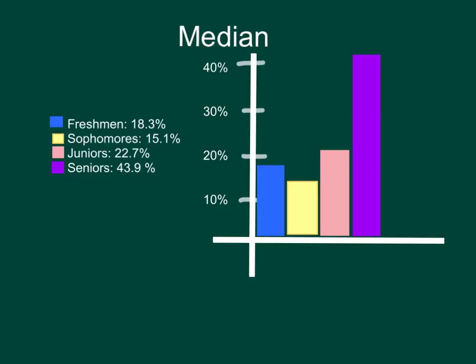The median is the 50th percentile point, or the point at which half the values are above or below. You can use a median for either ordinal or interval ratio level data. This is an ordinal example. Take a quick look. Where do you think the median is?